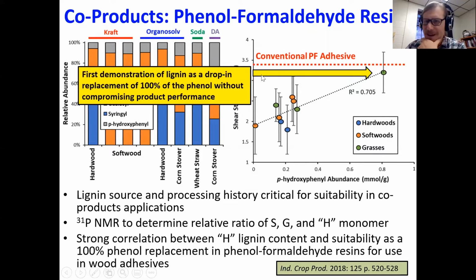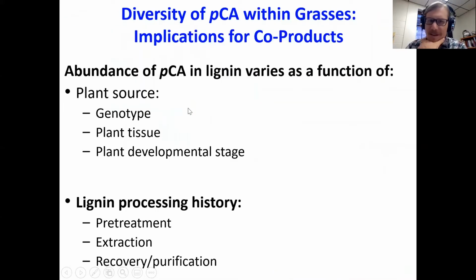You can see here the red line represents the conventional phenol formaldehyde resin adhesive, and you're within the same range, and that's 100% replacement. Another advantage of using this is that you can potentially tune your feedstock by selecting genotypes.